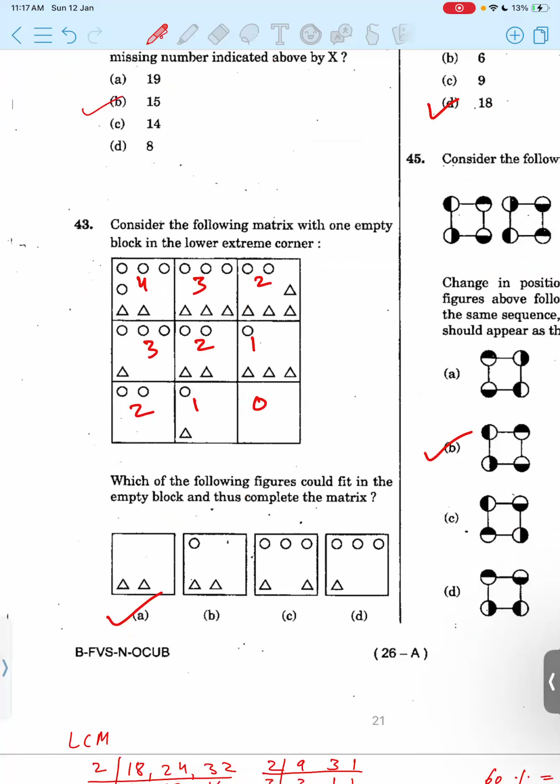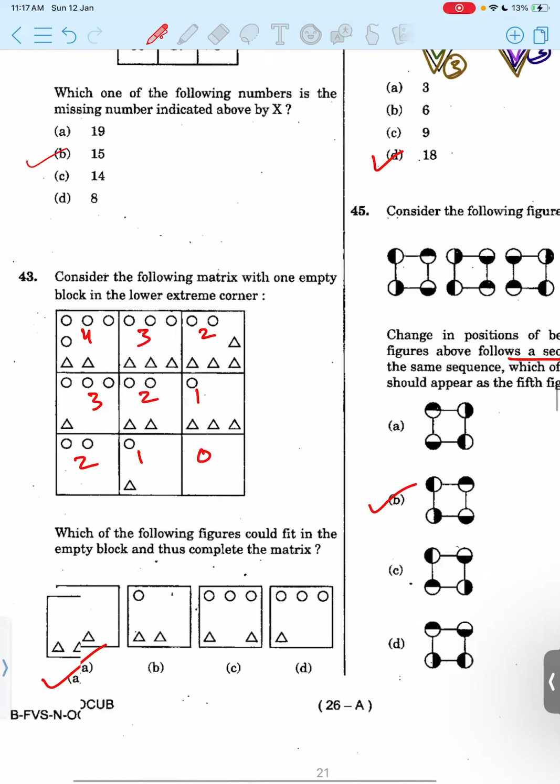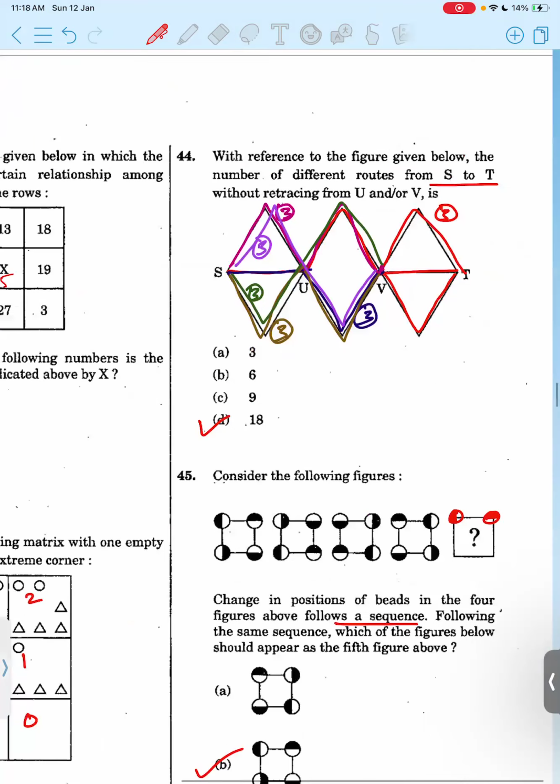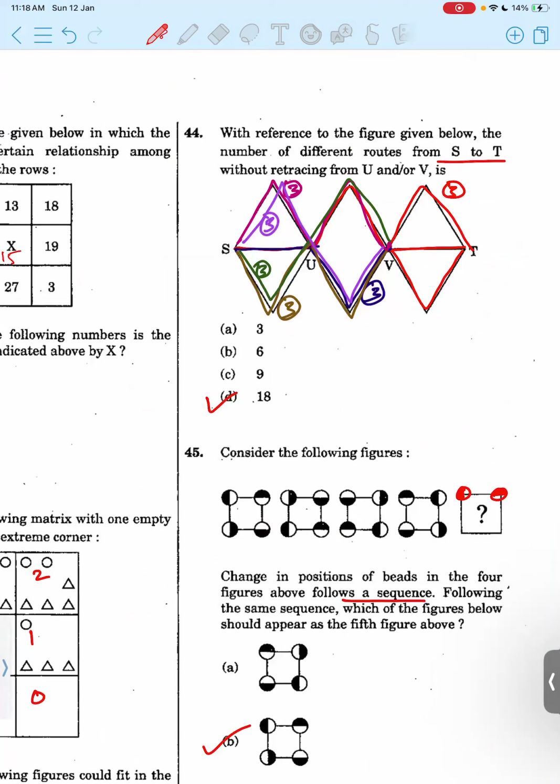Then 43. Here again, on the basis of pattern, we have to identify what is going to be the next pattern. So I believe it should be option A. Because here we calculate the number of circles which are there, so it is decreasing in every row. Like in the topmost, it is 4, 3, 2. Then in the second one, it is 3, 2, 1. And in the third, it should be 2, 1 and 0. Yes, Mansi, option A.